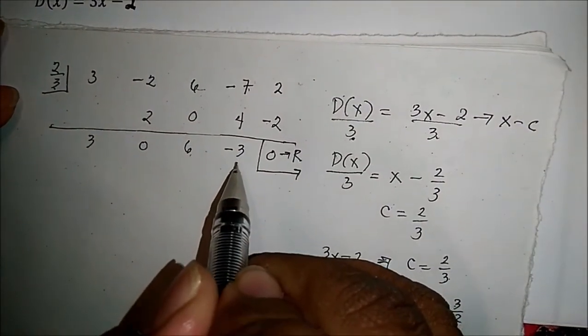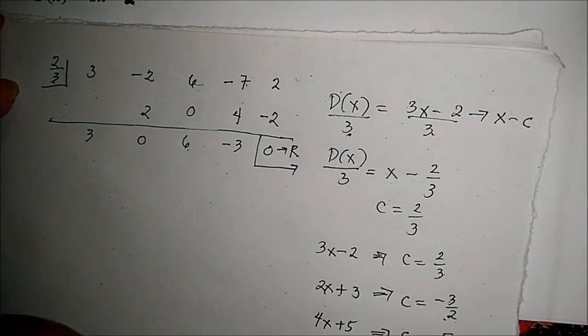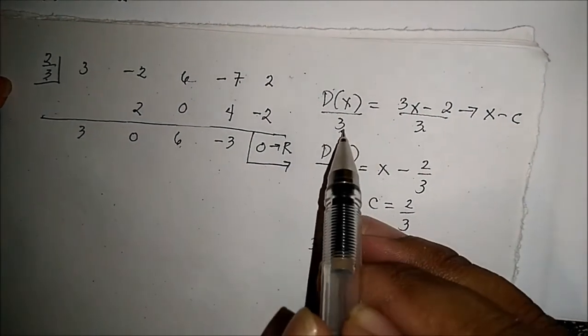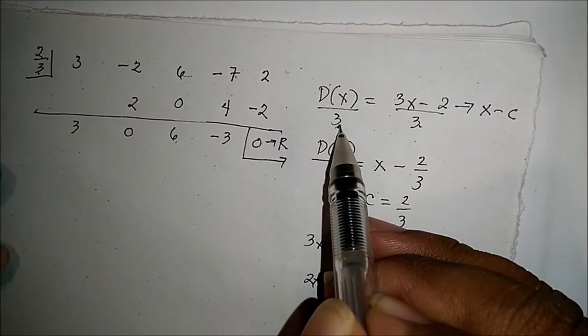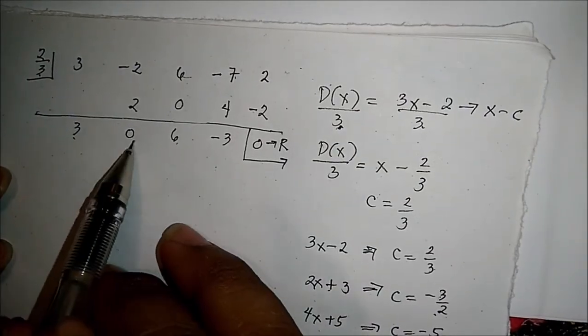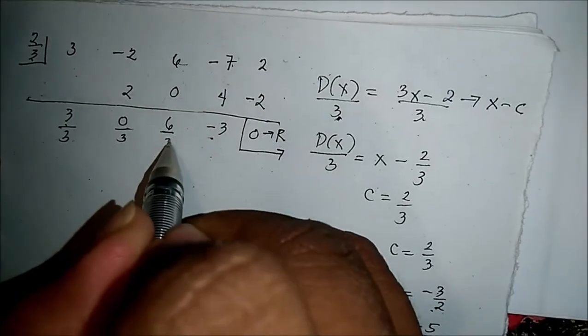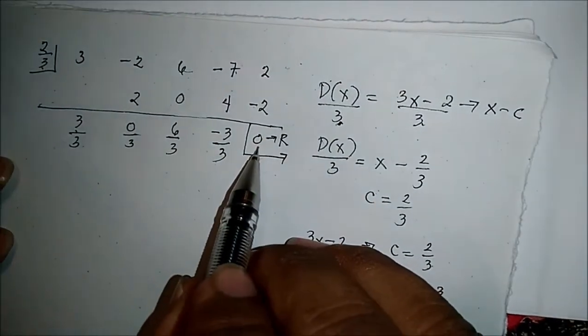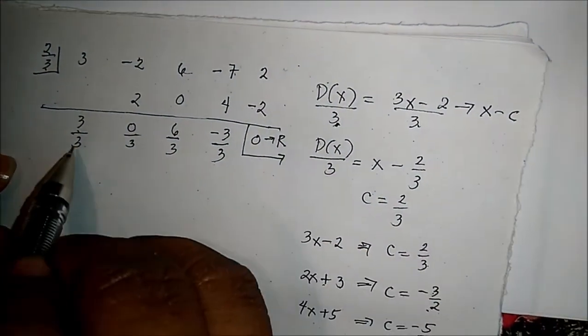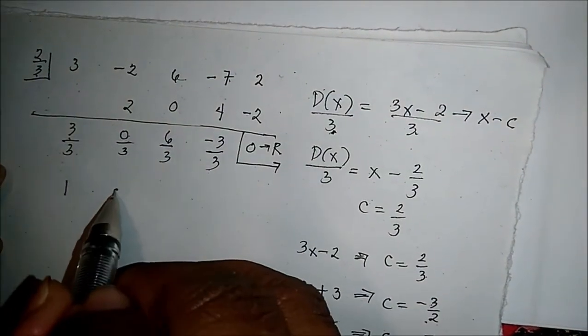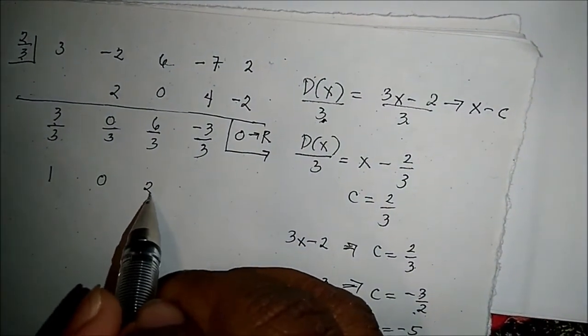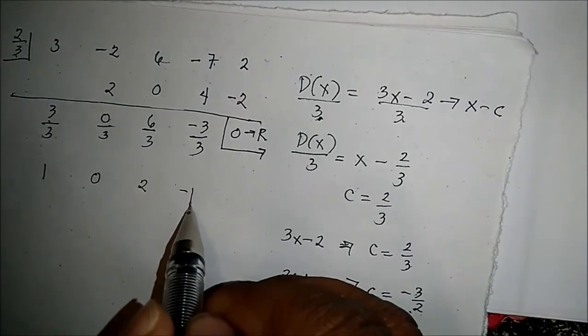Remember, nag-divide tayo ng divisor by 3. So, kailangan din yung quotient, i-divide natin by 3. So, divide this by 3. Okay? Yung remainder hindi nakasama, ha? Yung quotient lang. 3 divided by 3 is 1. 0 divided by 3 is 0. 6 divided by 3 is 2. Negative 3 divided by 3 is negative 1.